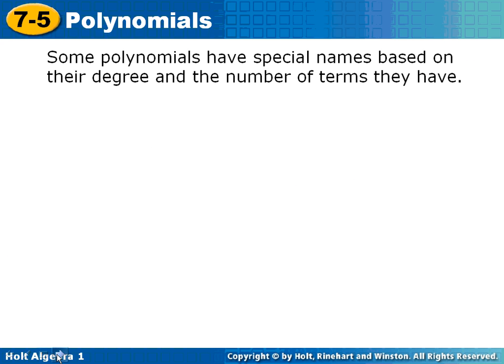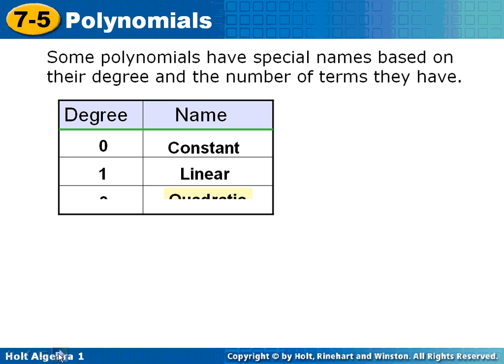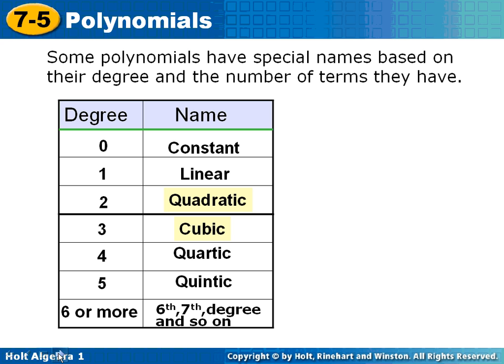Some polynomials have special names. Now this time you do need to pause this and write all of these down. Another idea would be to print this screen and tape it into your notes. This gets pretty long. Okay, a degree of 0 is constant. That is like the number 5 is a constant.